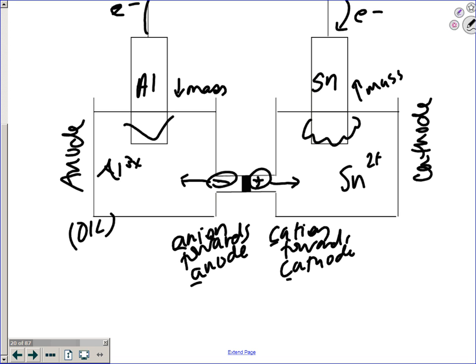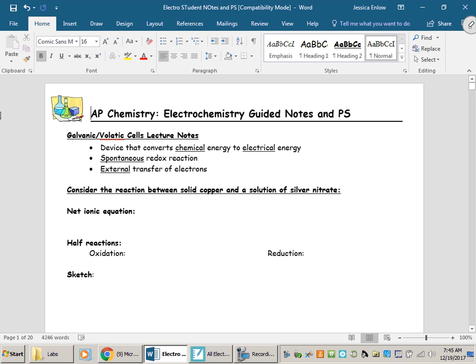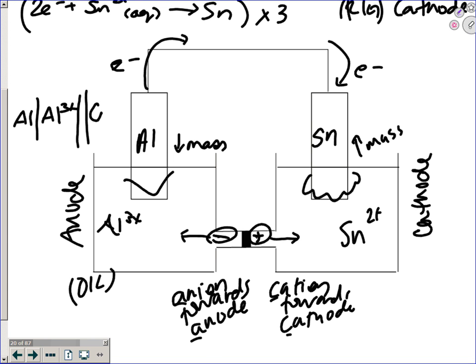For the cell line diagram, which way is it? On your paper, I think maybe it fixed it since I've typed up your own notes. So you guys tell me the cell diagram or the cell line notation for this one. Aluminum, line, aluminum 3+, line, oops, tin, I wrote copper. Okay, so tin 2+, because that's the chamber, and then tin. Okay, so this is the line notation. Follow those that we just went over here.